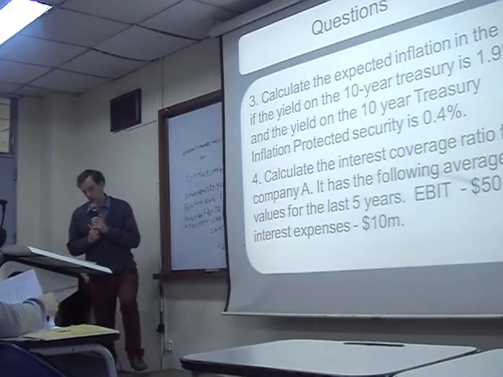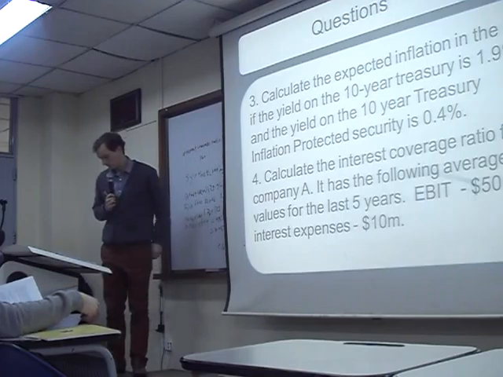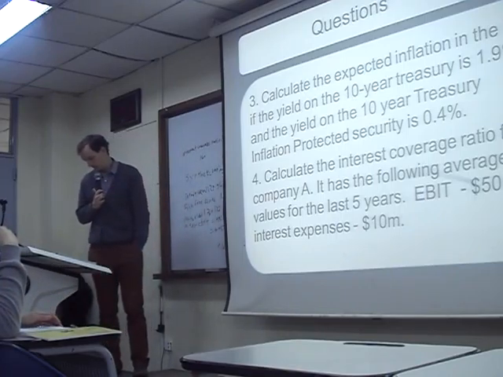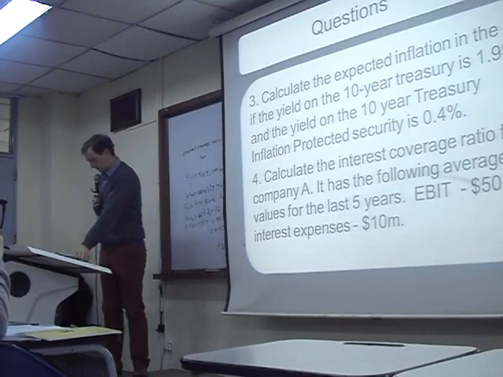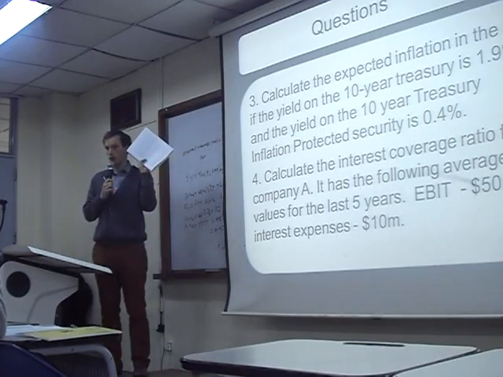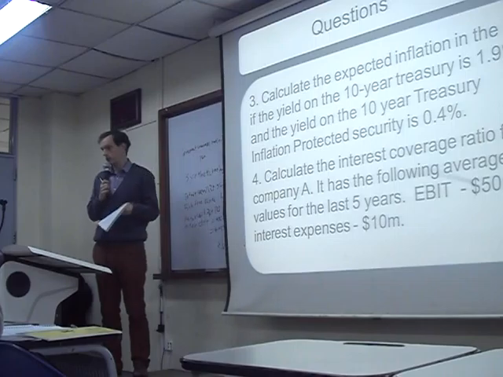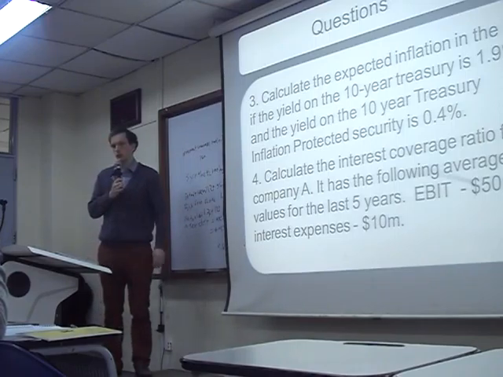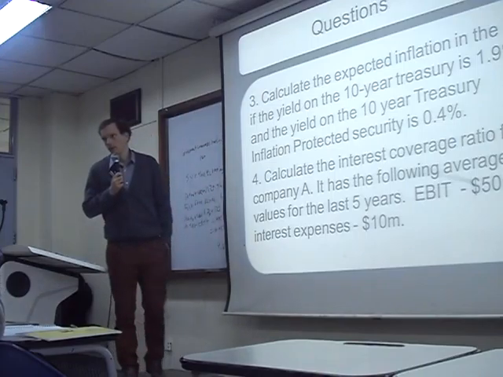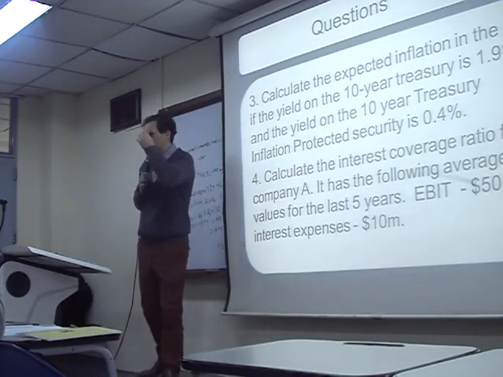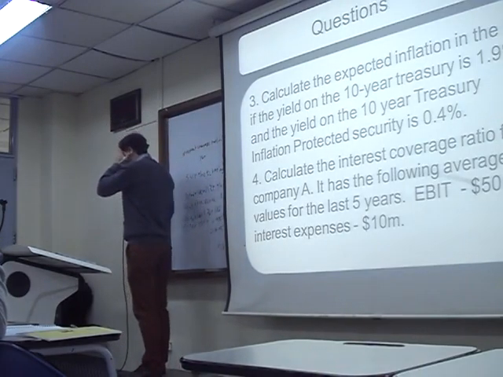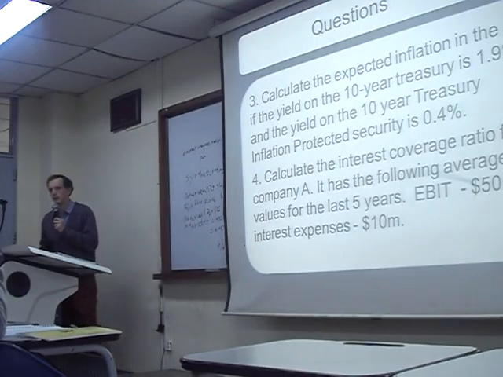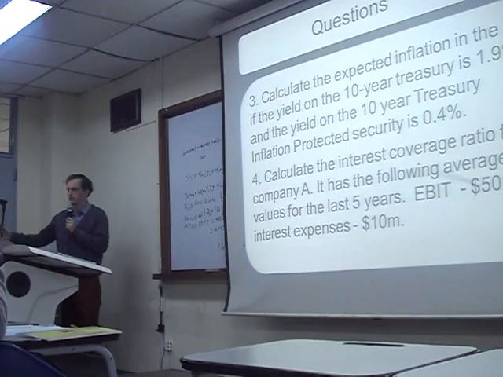TIPS is basically the real interest rate, right? So the TIPS rate is the real risk-free rate. So if you put that into the equation and you know the government bond rate, then you can find the expected inflation, okay? You know two things in the equation, you need to find one. So this is the market's idea of expected inflation in the US. What does the market think inflation will be in the US for the next 10 years?